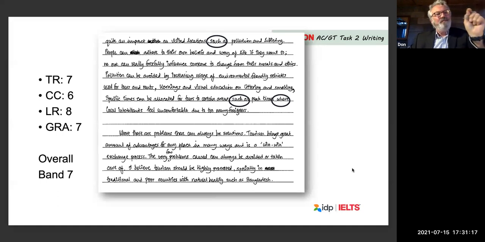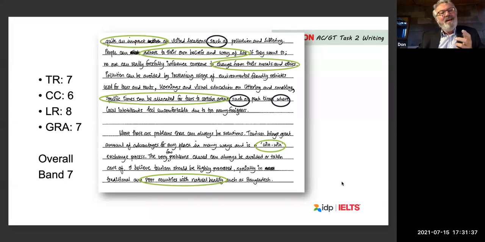And this is one of the reasons why CC, Coherence and Cohesion, only gets a band 6. This is an important lesson. Use your pronouns correctly because this is assessed under Coherence and Cohesion.